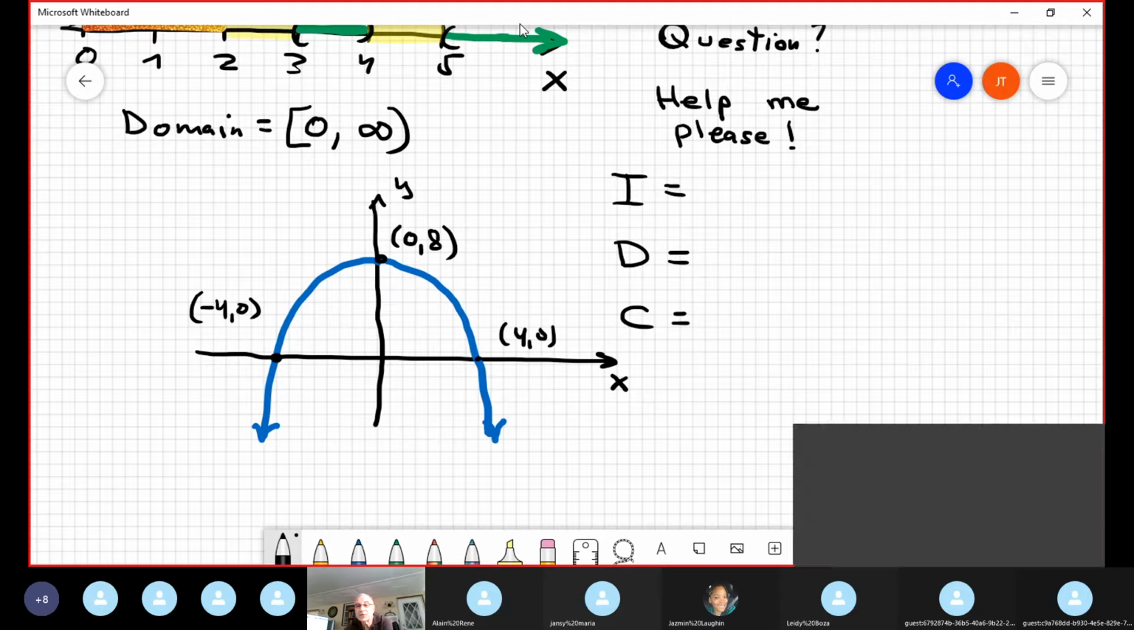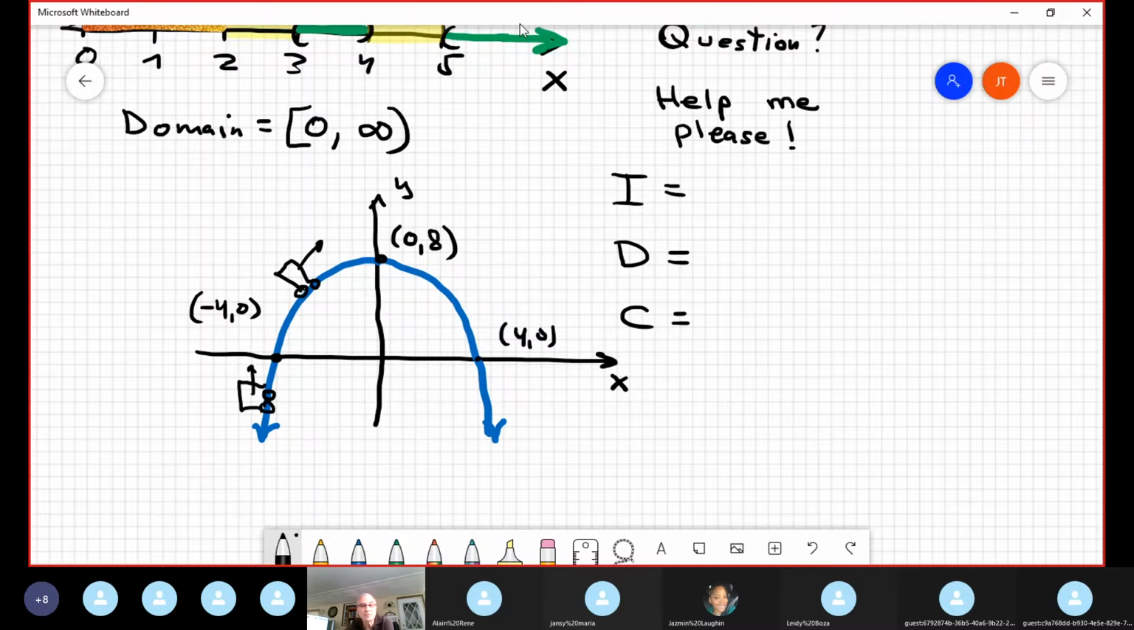Nobody? From negative 4 to 0, from negative 4 to 0. Someone says that from negative 4 to 0 it is increasing. I agree, but partially. And what happens in that part? Is it increasing or no?